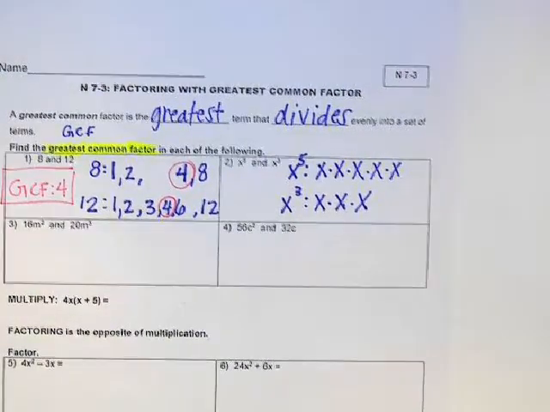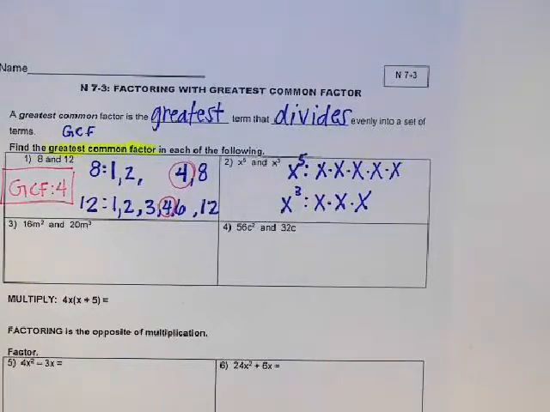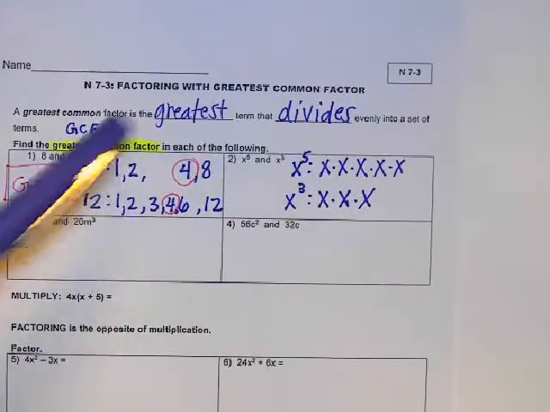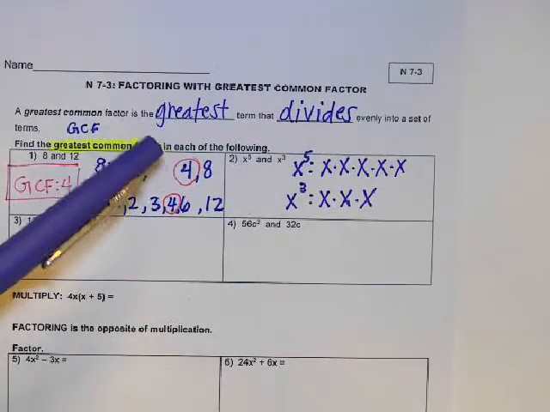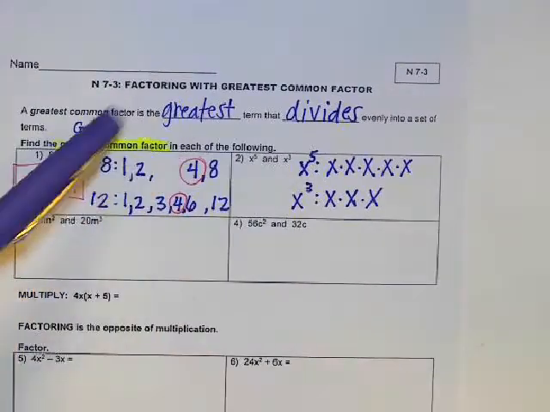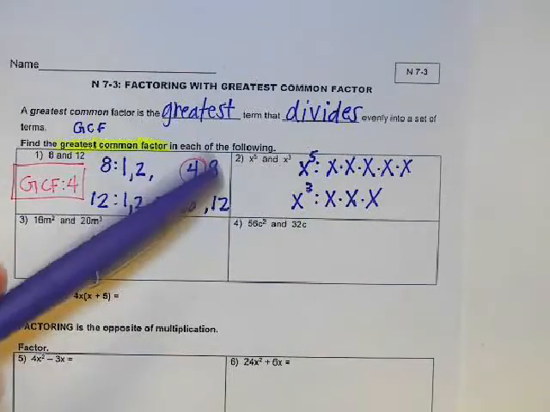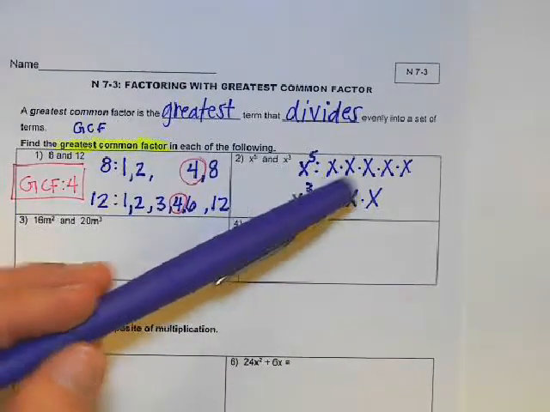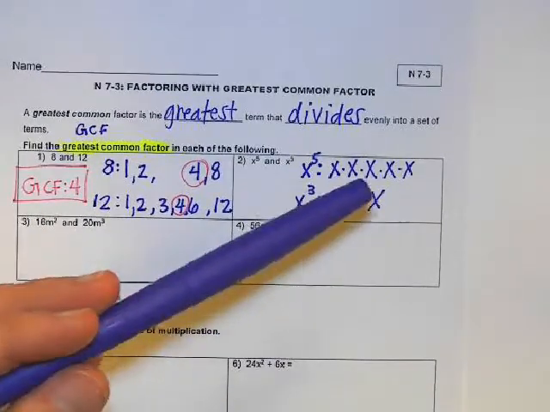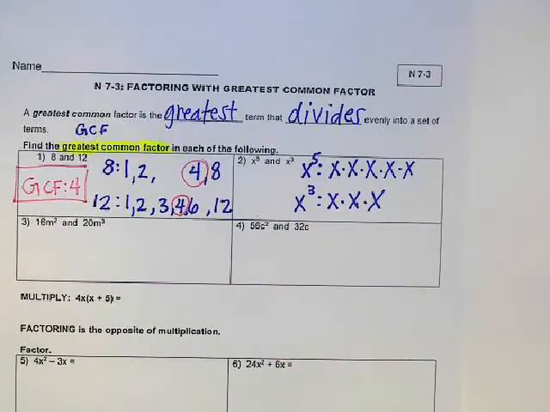What's the difference between numbers and letters? What do I have to do with the numbers? Factor, right? I had to get the numbers that multiply together. And with letters, what did I do? I just expanded it. All I did was expand it.